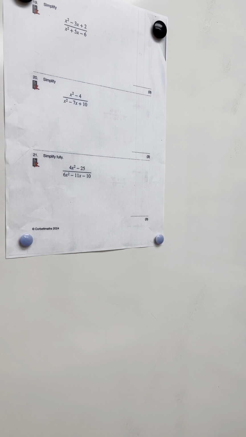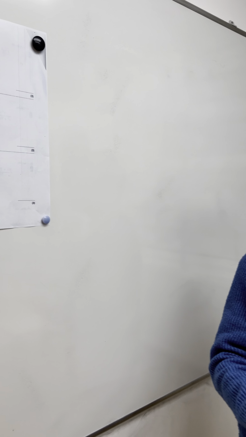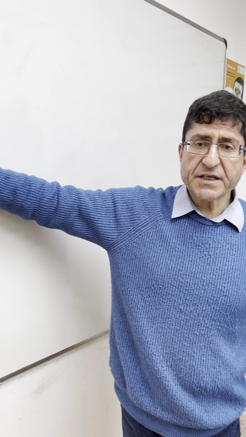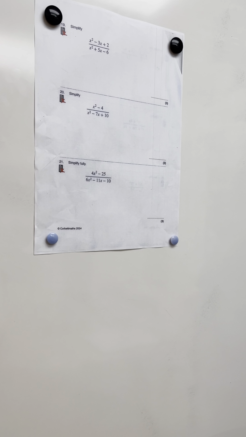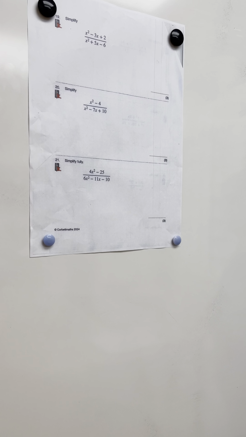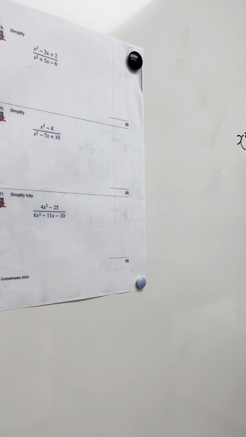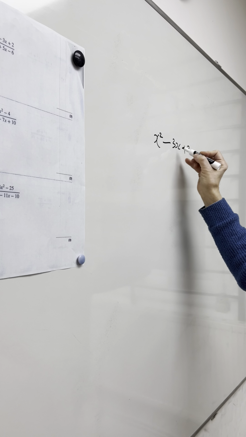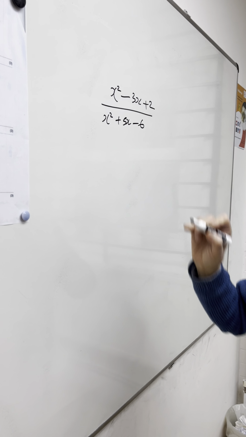Remember that in my last video, I went through in detail how to simplify algebraic fractions by factorizing the numerators and the denominators. And then where necessary, we can cancel out the expressions in the numerator and denominator to end up with a simplified fraction. So let's consider this particular algebraic fraction: x squared minus 3x plus 2 all over x squared plus 5x minus 6.